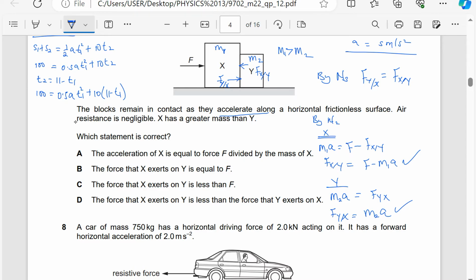So let's see the question. Which statement is correct? The acceleration of X is equal to force divided by the mass of X. This is not true. We can see acceleration is F minus Fxy over m1, so that means this is not correct. The force that X exerts on Y is equal to F. That is Fyx, which is m2a. Remember m2 was less than m1, so this is not going to be true.